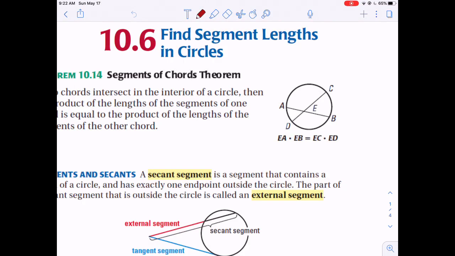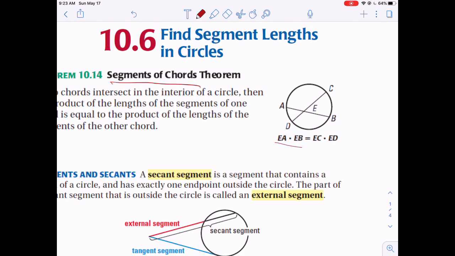All right, folks, last circle section for us. In this section, we're going to deal with some segment lengths that interact with circles. First one's going to be the segments of chords theorem, and this is the easiest of the three we're going to do. In other words, we can be given three lengths and find the fourth.